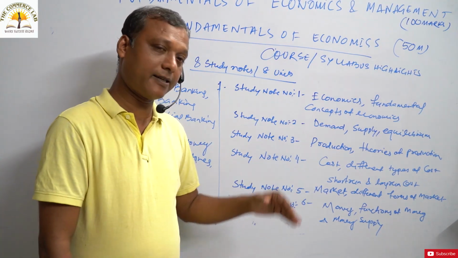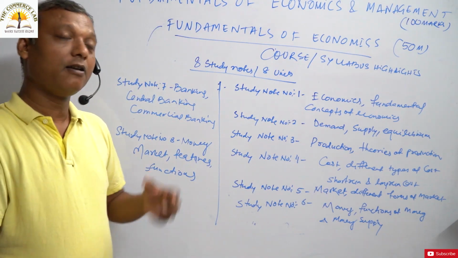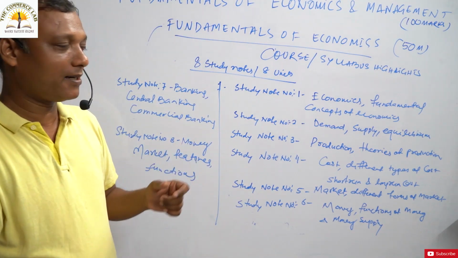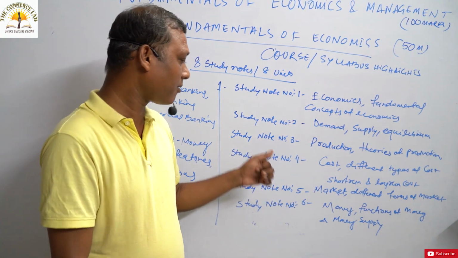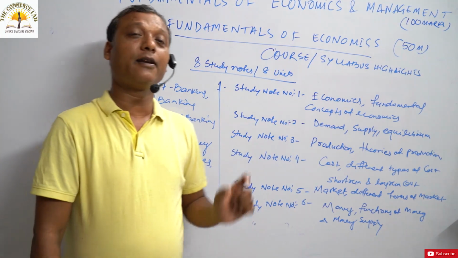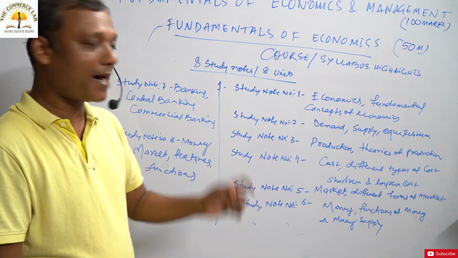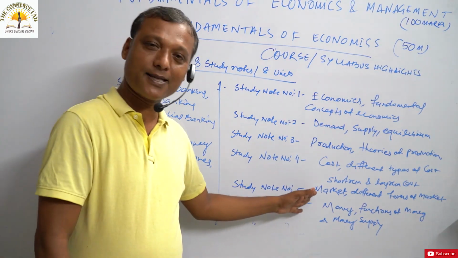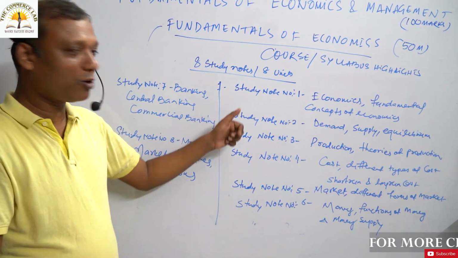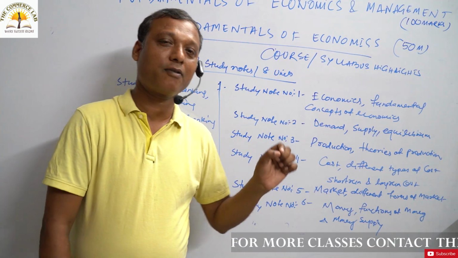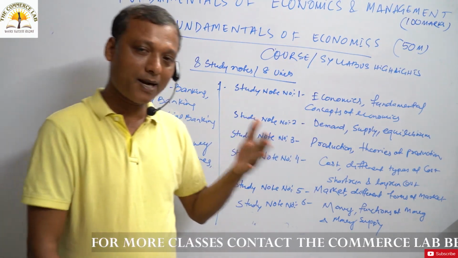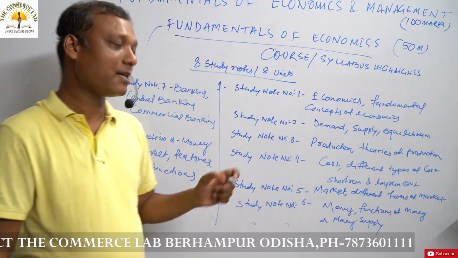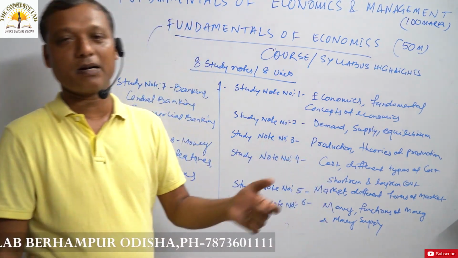Then we will talk about the market. When you ordinarily talk about a market, you refer to a place. But when you talk about the market in economics, you should remember that the market is based on competition. On the basis of competition, we have classified the market as perfect competition and imperfect competition.